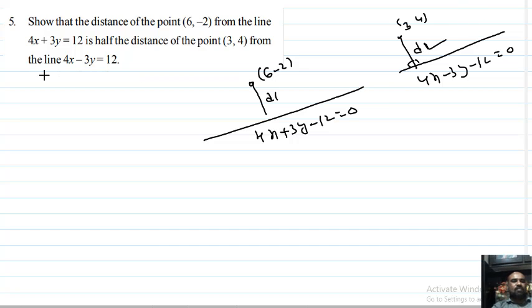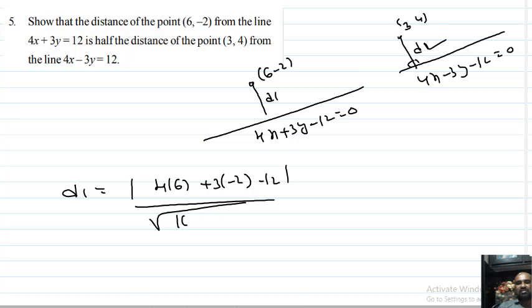We want to show that d1 is equal to half of d2. So we should find d1 and d2. How to find d1? Direct formula: mod of ax1 plus by1 plus c by root over a square plus b square, the perpendicular distance. 4 into 6 plus 3 into minus 2 minus 12 by root over 16 plus 9, that is equal to mod of 24 minus 6 minus 12 by 5, that is 24 minus 12 minus 6 by 5. So d1 you got 6 by 5.